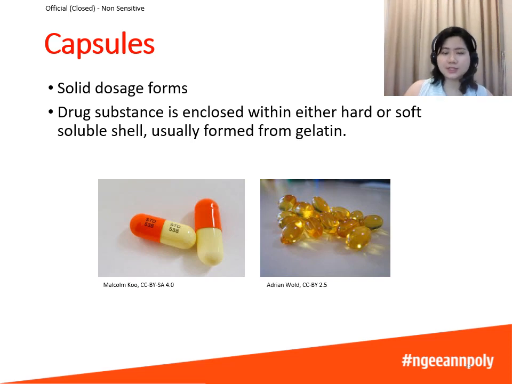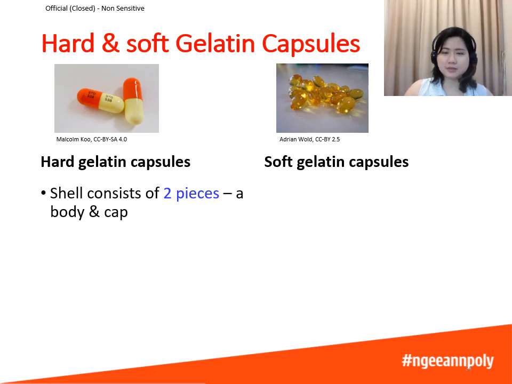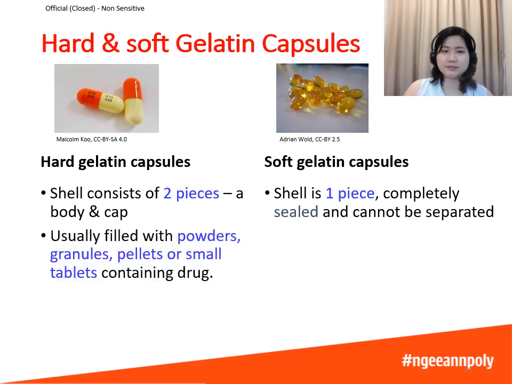Another solid dosage form that we commonly use is capsules. There are two types of capsules, hard and soft gelatin capsules. In hard gelatin capsules, the shell consists of two pieces, a body and a cap. Whereas in soft capsules, the shell is a single piece which is completely sealed and cannot be separated.